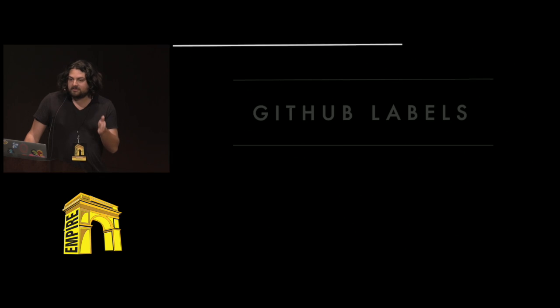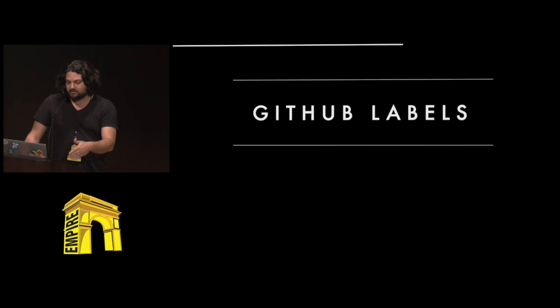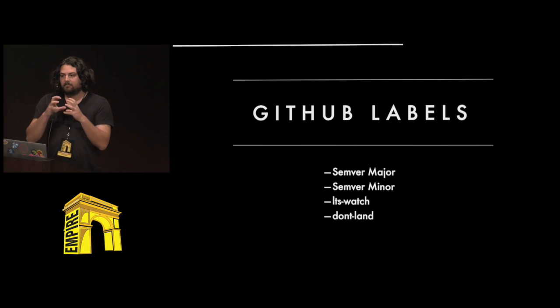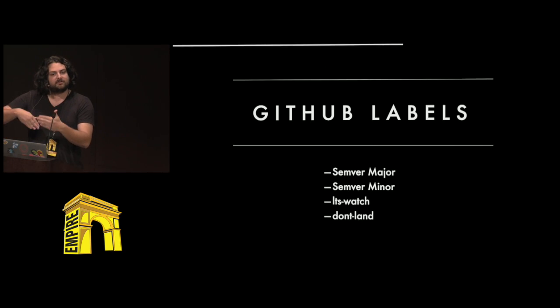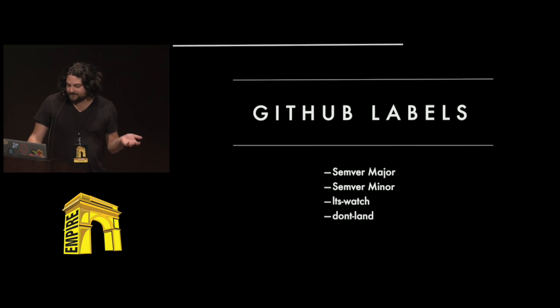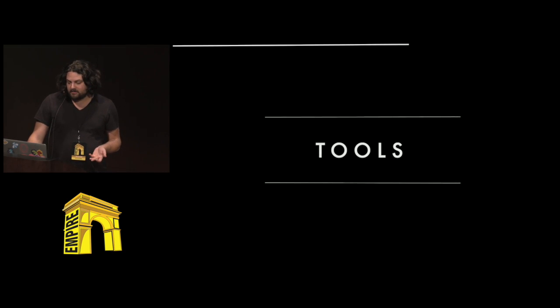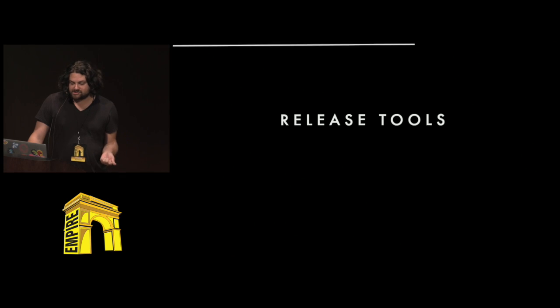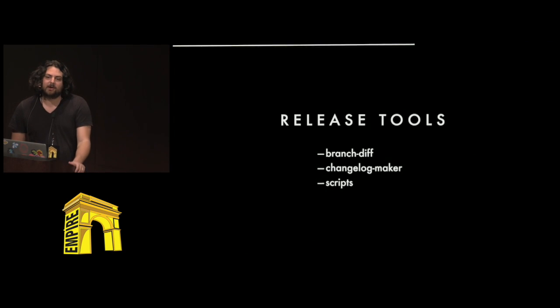So we use GitHub labels to label the things that we need to do, such as semver major, semver minor, LTS watch, and don't land. With those labels, we can know the semveriness of this patch, and also whether or not it's a patch that we want to see. We then have a number of tools, our release tools, such as branch diff, changelog maker, and some release scripts. These tools were written by Rod Vagg.